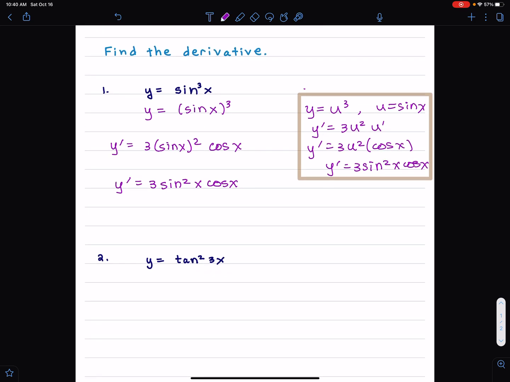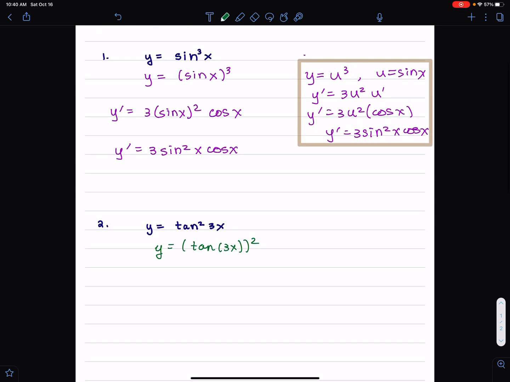Okay, let's try this one. Let's get a different color for whatever reason. Y equals tan, parentheses, 3x to the second power. Now this problem, we have more than one composition, but let's see if we can keep our wits about us and do this. Okay, this is u. What's the derivative of u to the second power? That's going to be u to the first power. So if you want, y equals u squared. Y prime is 2u times u prime.